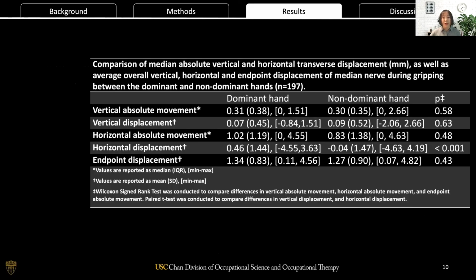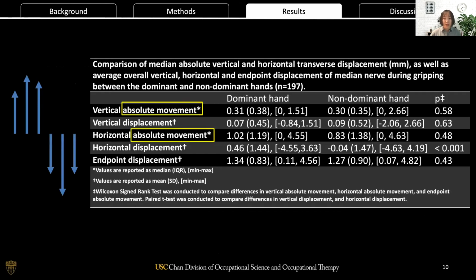This table shows the distance of the nerve movement. We measured both absolute movement and displacement. For absolute movement, we did not account for the direction of the movement. Therefore, it is just the total amount of the movement, whereas the other is accounted for direction. For the example of vertical displacement, we defined moving up as positive and moving down as negative. So when summing up, the direction of the movement is counted as part of the result.